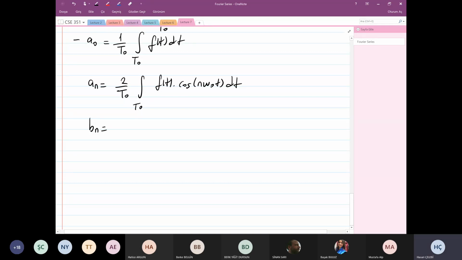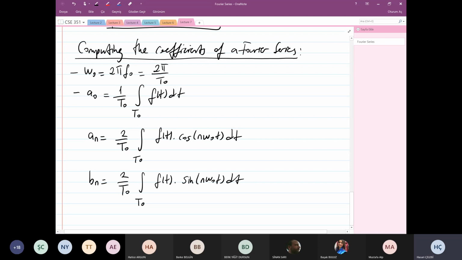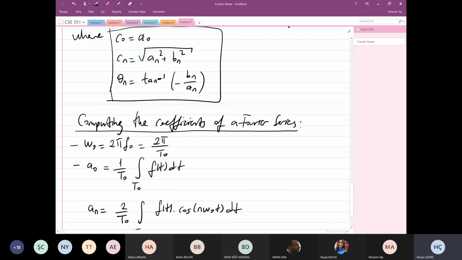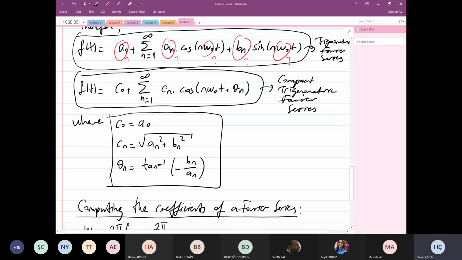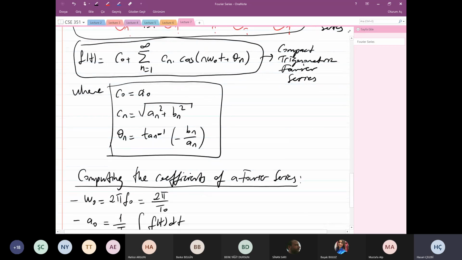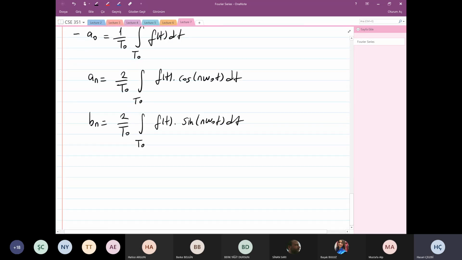Similarly, this is the equation in order to find the bn coefficients, which is equal to 2 over T0, integration over 1 period of f of t times sine n omega 0 t dt. Once you find these coefficients, you plug them back into the trigonometric Fourier series equation, and then you obtain your Fourier series.